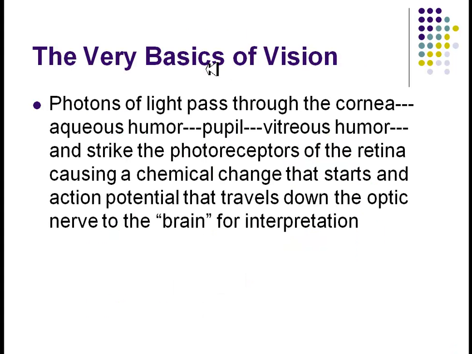Pretty simple. This covers the basics, a simplified view of it: your photons of light are going to go through your cornea, then the aqueous humor, then through your pupil, then the vitreous humor, and then strike those photoreceptors we were just looking at, causing that somewhat complicated chemical change of the retina that starts an action potential. That's what's happening without the details of the glutamate and the 11-cis-retinol converting into all-trans and all the things we just discussed. This is going to travel down the optic nerve to the brain, occipital lobe mainly, for interpretation. And that's how vision basically works.